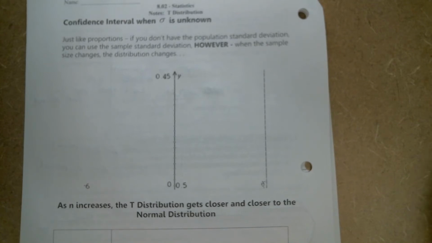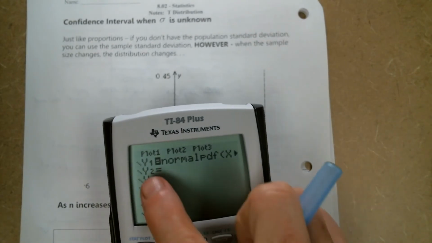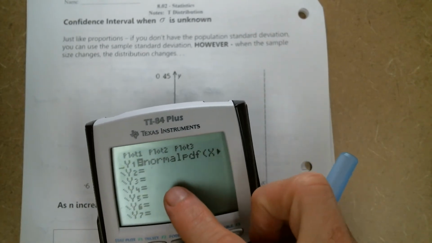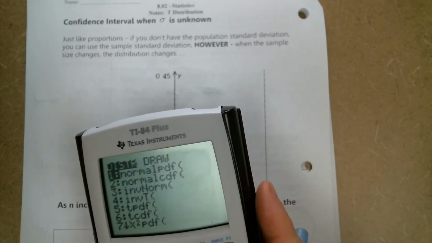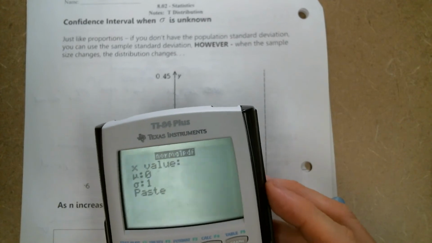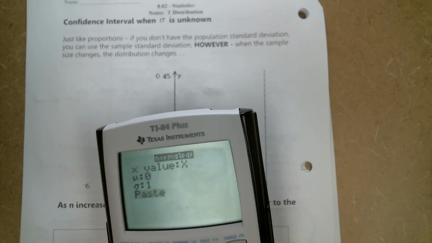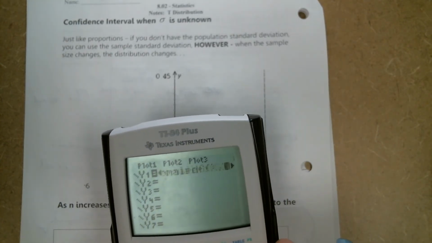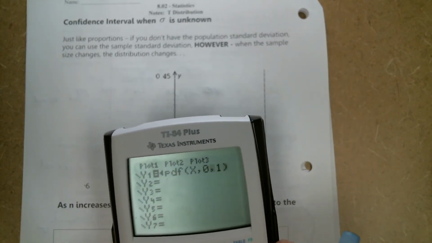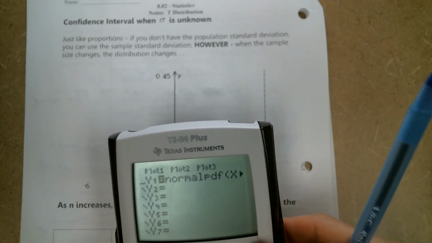So what is it? What does it look like? How is it different? Let's start with a graph of the normal distribution. If you go to y equals and go to your distribution menu and do normal PDF, if you put in the x value as x, and 0 and 1, that will allow you to graph the normal distribution, which is what I've done here. Again, this isn't anything I'm going to ask you to do. It's just for our demonstration purposes.